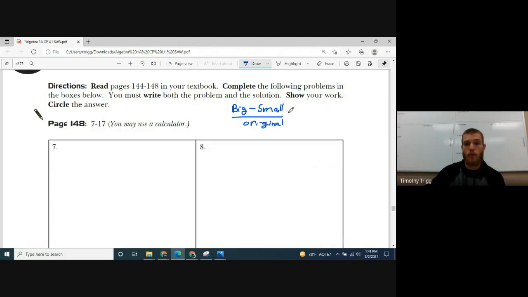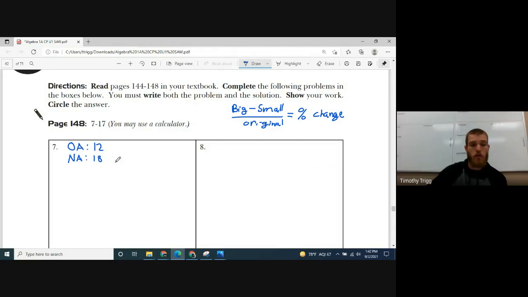Okay, this will give you your percent change. Now, it'll make sense as we work through some of the examples, but let's take a look at number 7. It says the original amount, I'll put OA for original amount. The original amount was 12. And the new amount, we'll put NA, is in this case 18.